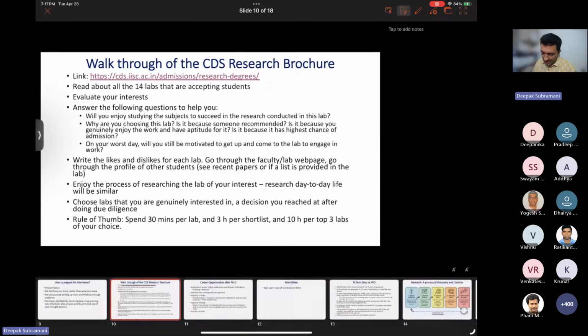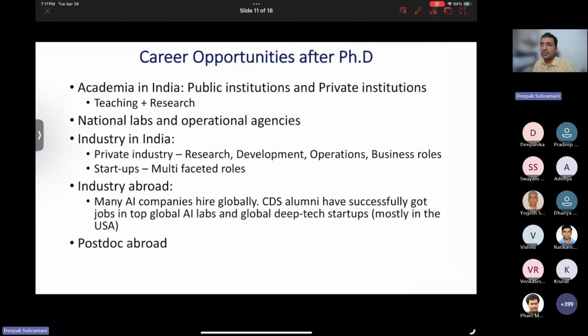Now, another pressing question that many of you have in your mind is, what are the career opportunities after a PhD? There are several opportunities after a PhD. One, of course, is academia in India, the public and private institutions where you do teaching and research. Like all of us at the Indian Institute of Science, which is a public institution, you require a PhD to be here. Many of the faculty teaching at the IITs would have got their PhD from IISc. So you see the value of a PhD from IISc. It's immense.